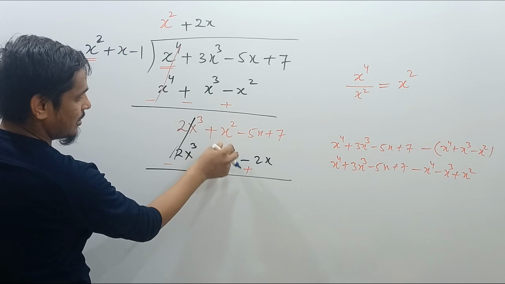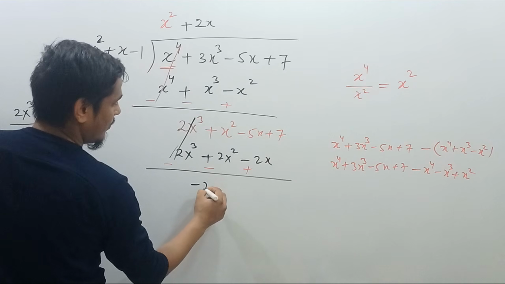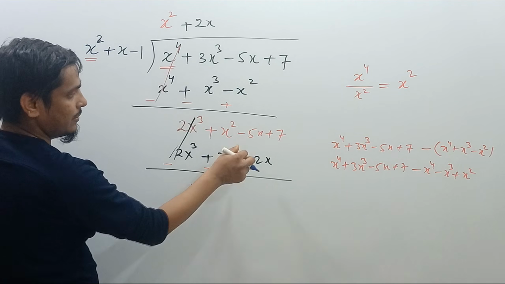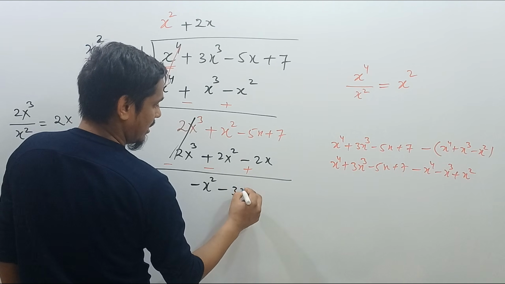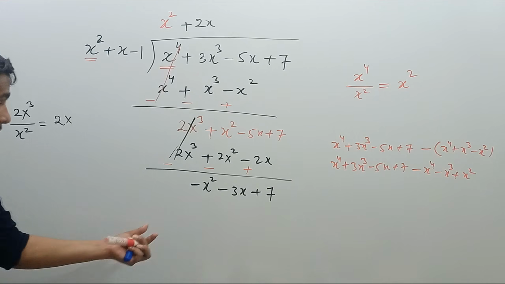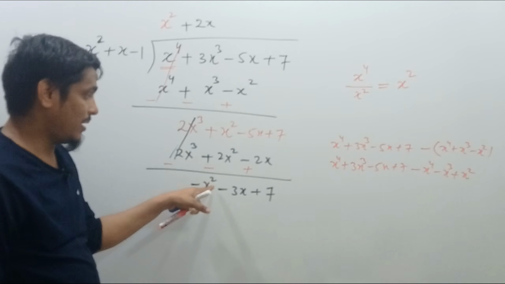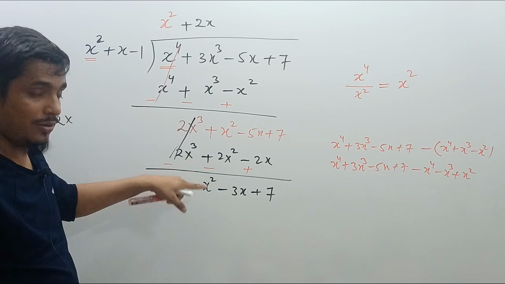Now this is plus x square, this is minus 2x square. So minus 2x square plus x square is what? Minus x square. And this is minus 5x, this is plus 2x. So minus 5 plus 2 is what? Minus 3x. And the constant we just have to copy. Now we can find that the remainder is this one. Still the degree of the remainder is 2, which is equal to the degree of the divisor. So we need to further divide this one.